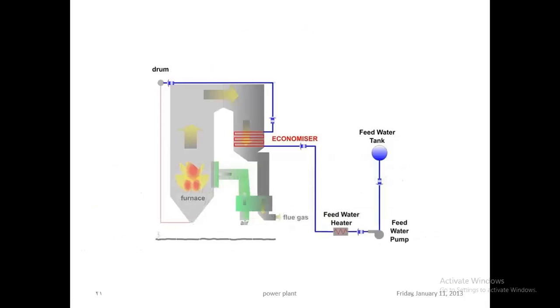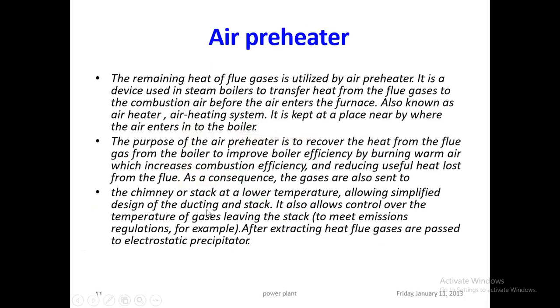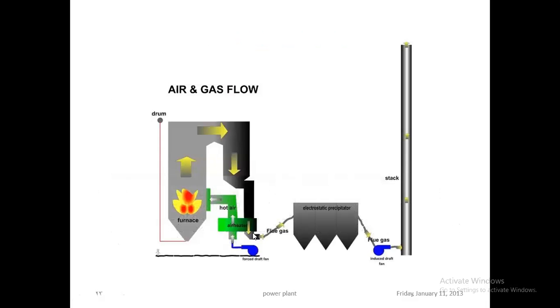So we come to the next aspect of the air preheater: a chimney or stack at a lower temperature, allowing simplified design of the ducting and stack. It also allows control over the temperature of gases leaving the stack to meet emissions regulations. For example, after extracting heat, flue gases are passed to an electrostatic precipitator. Why do we use an electrostatic precipitator? We discuss this at the end of this slide.